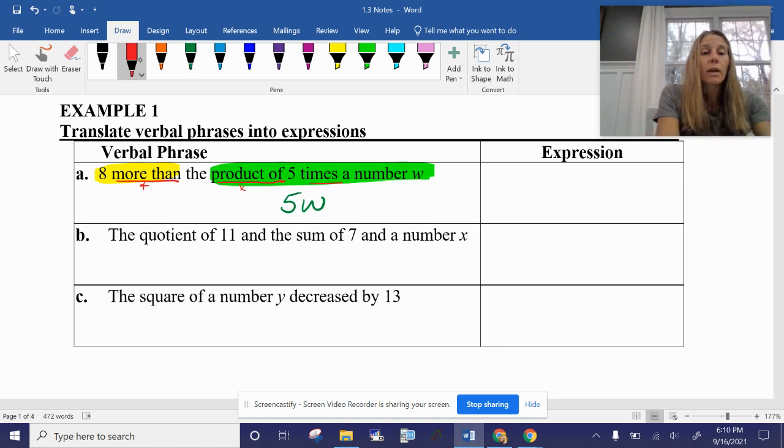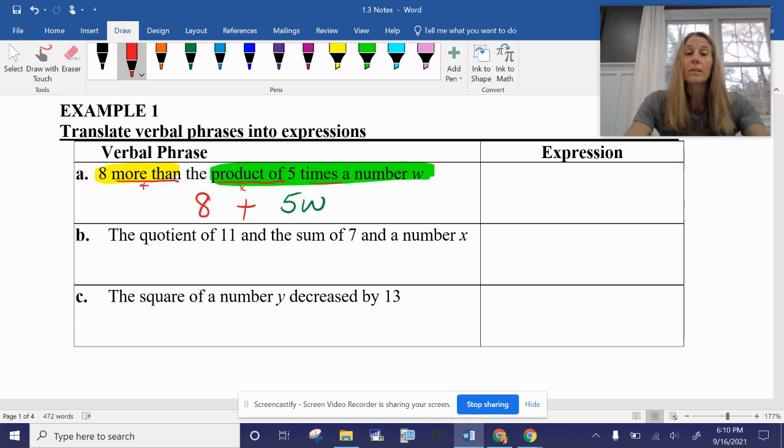Then we know that the 8 more than is going to be an 8 being added somewhere. Now, some people might want to write 8 plus 5W. And while that's not wrong per se, because addition can occur in either direction, forwards and backwards, and you're still going to get the same answer. But whenever we talk about 8 more than something, like if I said, he has 8 more cookies than you, well, you'd have to know how many cookies you have first and then add the 8 onto that. So typically when you see the words more than, that is the one instance in addition where technically you should be adding it to the end.